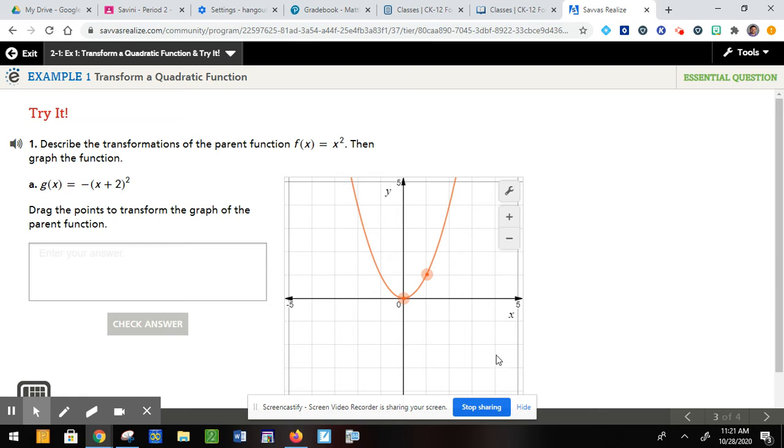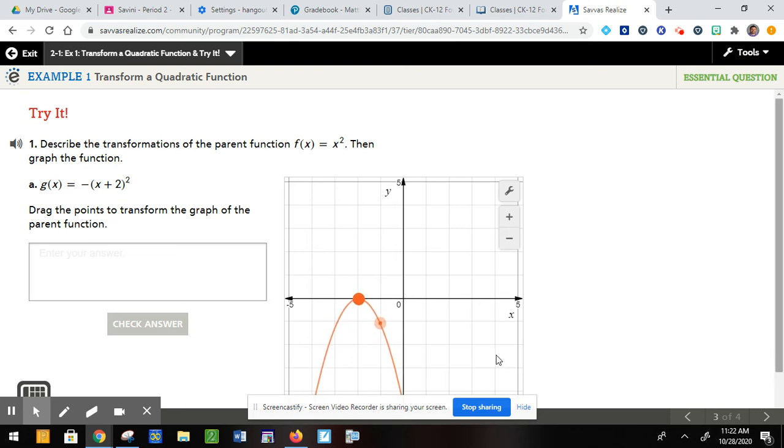So we're starting with just f of x equals x squared, and we're going to talk about what's going to happen. So that minus is going to flip it upside down, right? And then that +2 is going to move it left 2. So let's flip it upside down and then move it left 2. So that's where it would be.